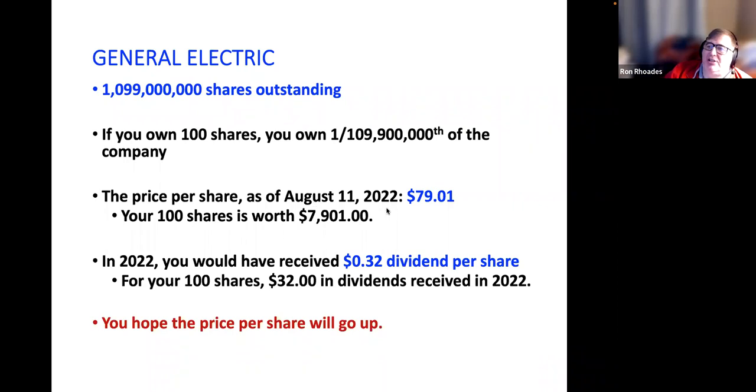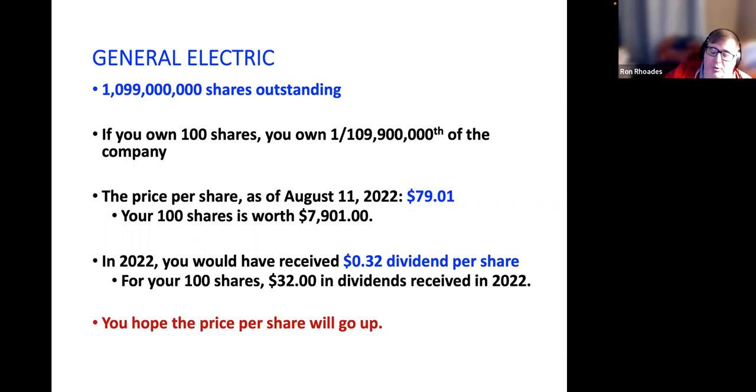The price per share is $79.01 as of August 11th. So your shares would have been worth 79.01 at that point. And in 2022, you would have received dividends paid on a quarterly basis, 8 cents per quarter. So the total you would have gotten was 32 cents per share. And if you own 100 shares, you would have gotten 32 cents per share.